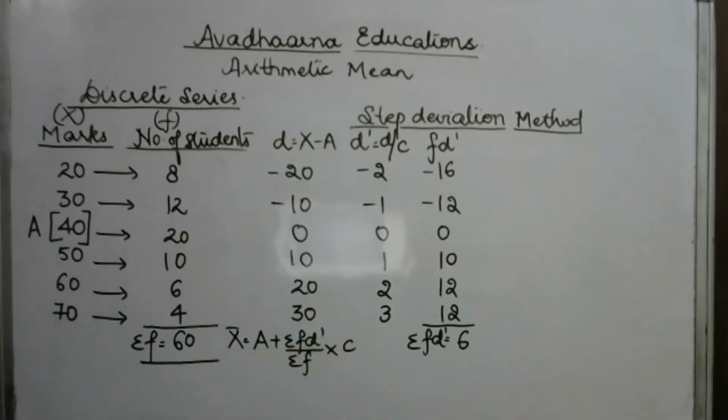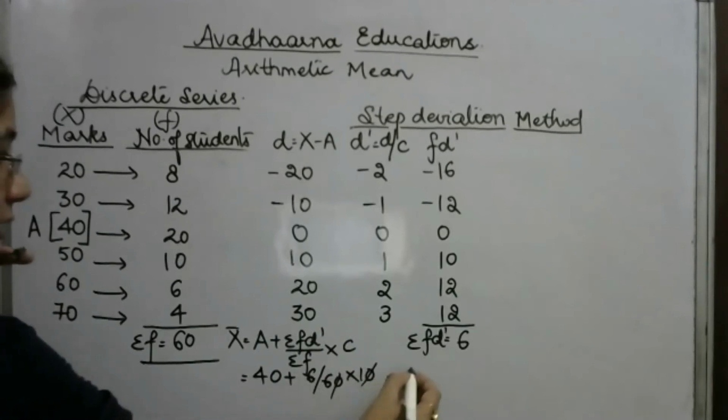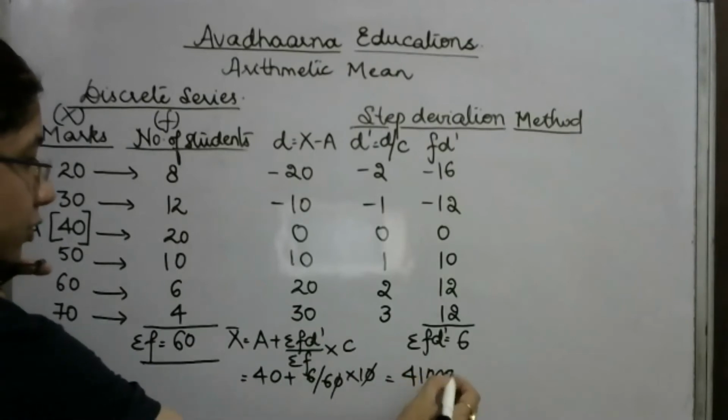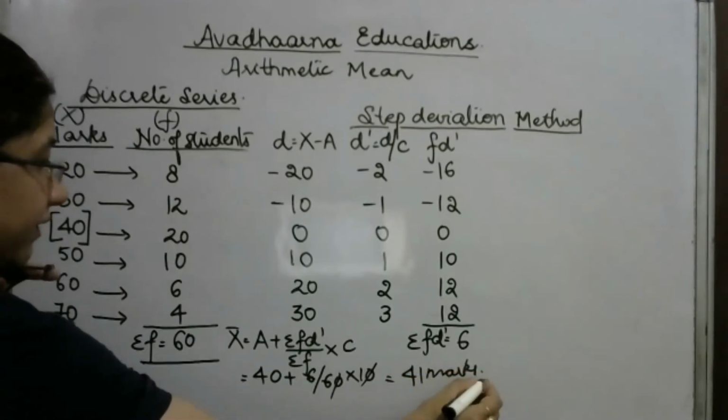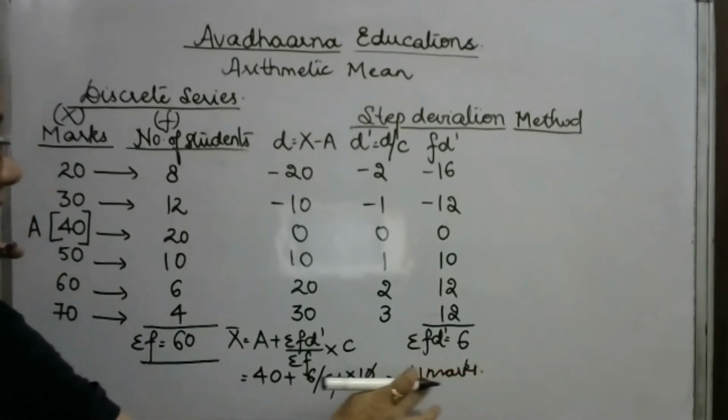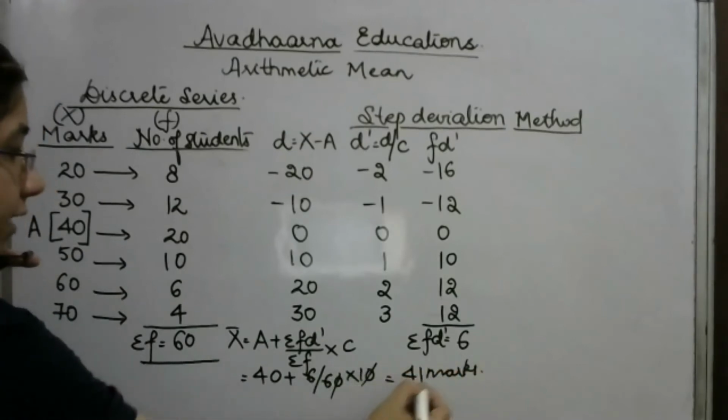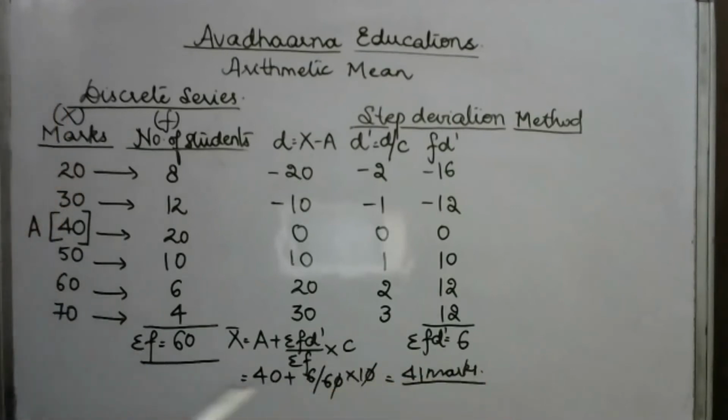Fine. Now if I substitute the values, A was 40. A is 40 plus 6 upon 60 into 10. When we simplify it, we'll get 1, and which is equal to 41 marks. So your mean marks are 41 marks when we calculated arithmetic mean with the last method, that is step deviation method. And again, the answer is the same.